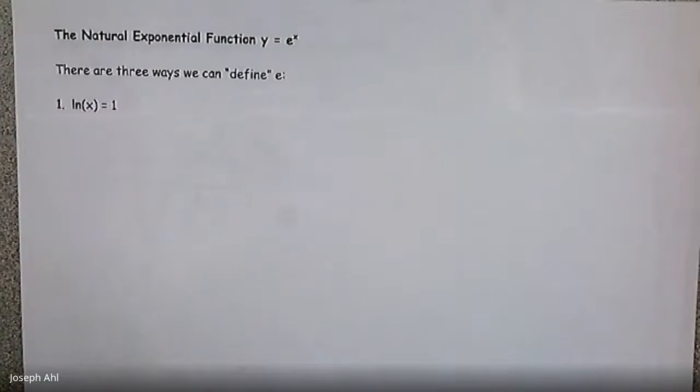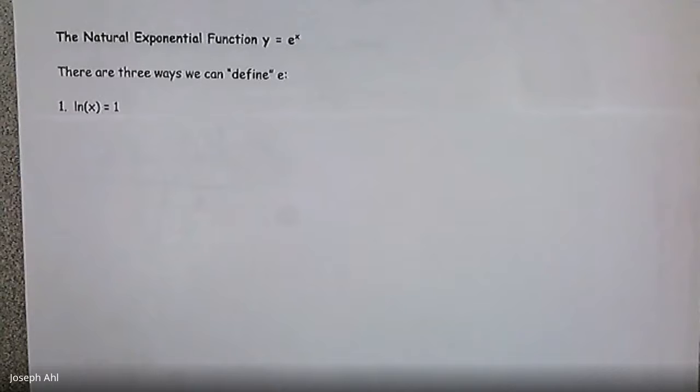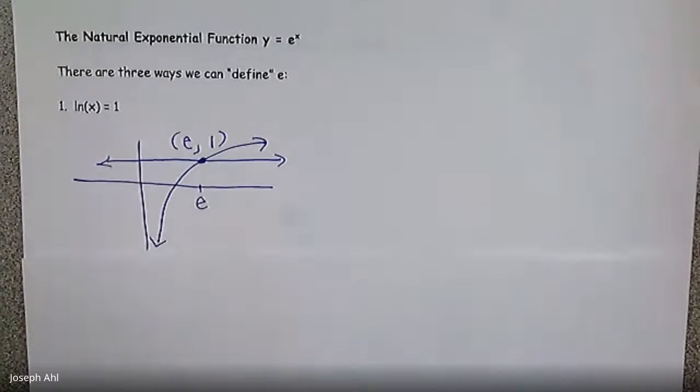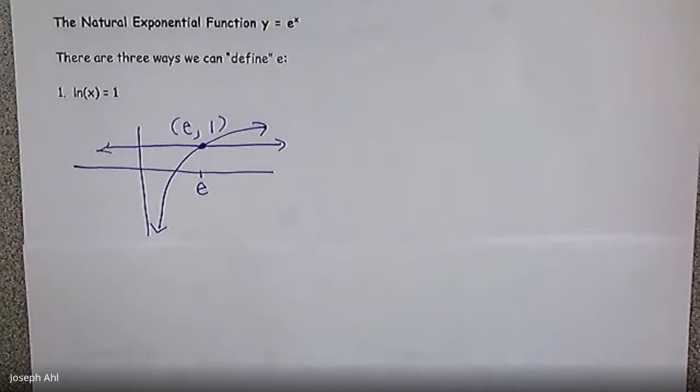So in the first instance, e can be defined as the input for the function ln of x such that the output there is 1. So it's the solution to ln of x equals 1. If you were to plug in an input of e, the ln of e gives you an output there of 1. There are a few different ways to justify that. There's what the graph would look like.